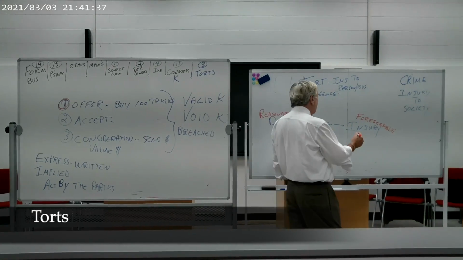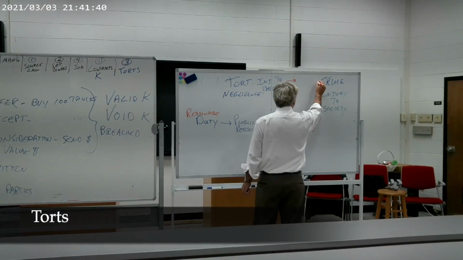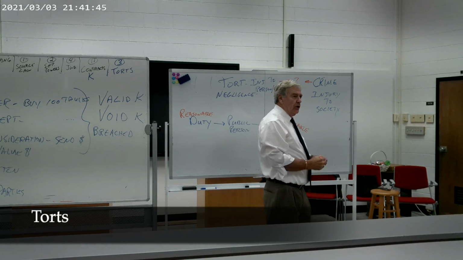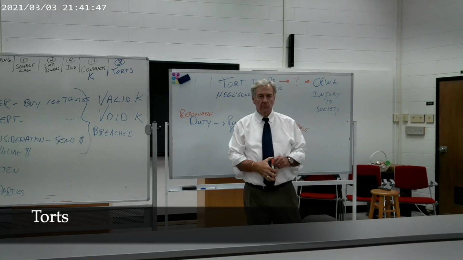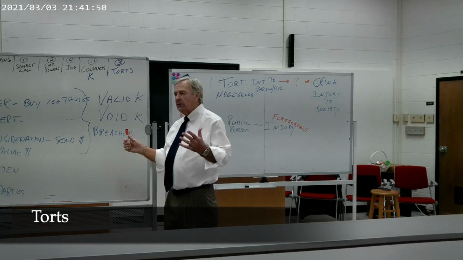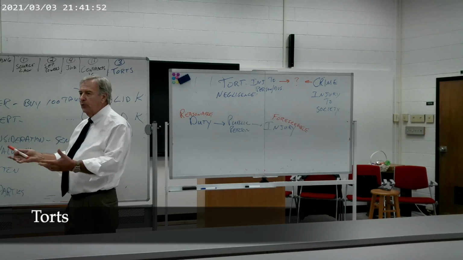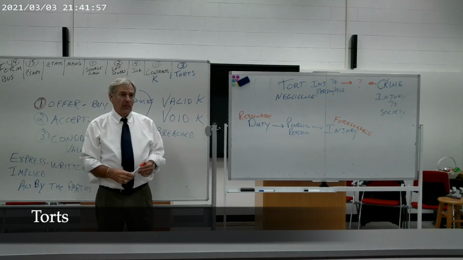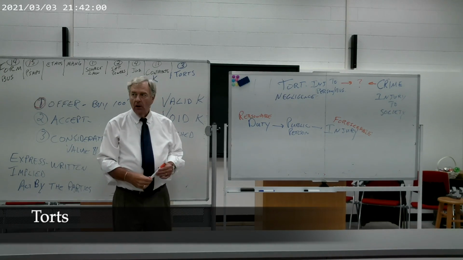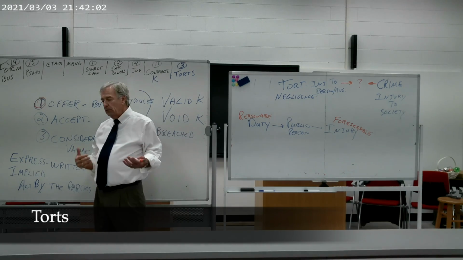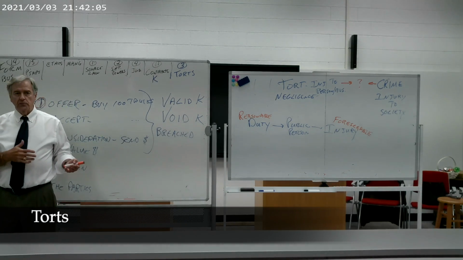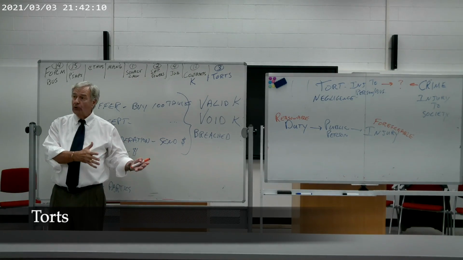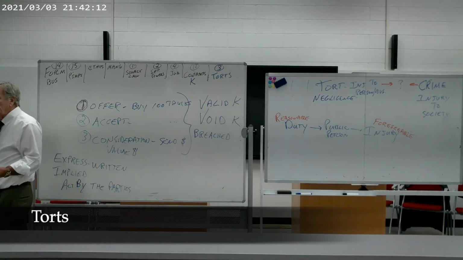There are a few things that are crimes and torts. If you're driving 100 miles an hour and you have a wreck, that can be a tort if you hurt somebody. It's also speeding. The most common example of something that is both a tort and a crime, meaning you can sue for it or you can get charged with a crime for it, would be assault and battery.